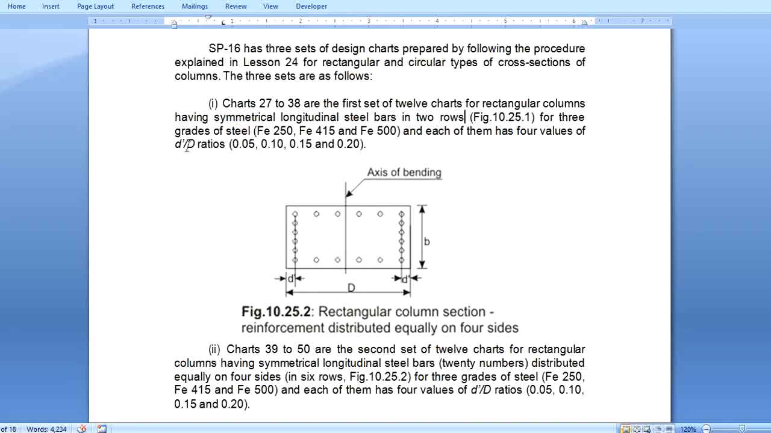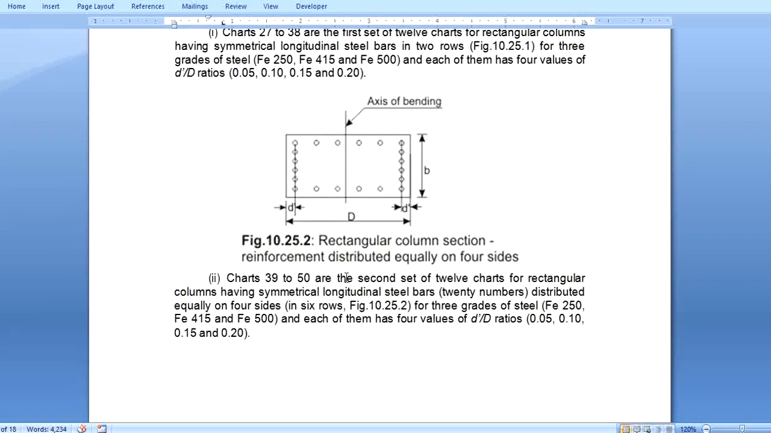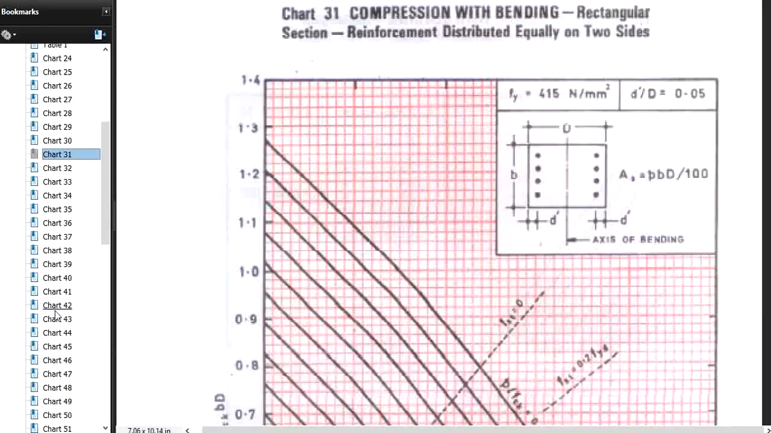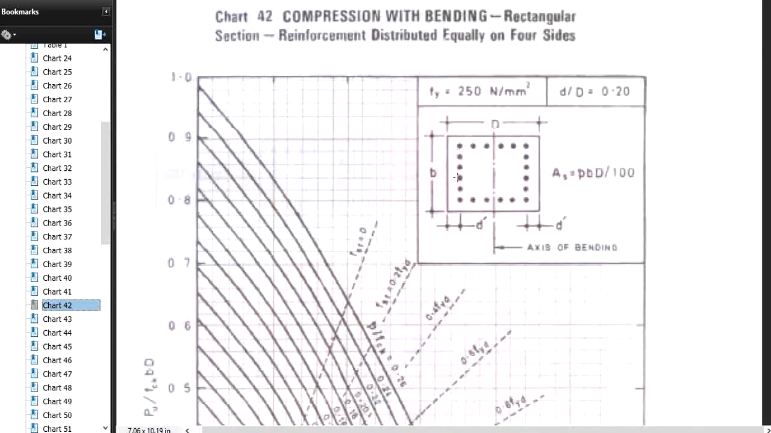So for four ratios of d dash by d, that is 0.05, 0.1, 0.15 and 0.2. If in between these values we are going to come across, we are going to do the interpolation. Next, you can see from 39 to 50, the second set of 12 charts for rectangular column having symmetric longitudinal steel bars distributed equally on four sides. So these are the charts which are applicable for the distribution of reinforcement symmetrically on all four sides.